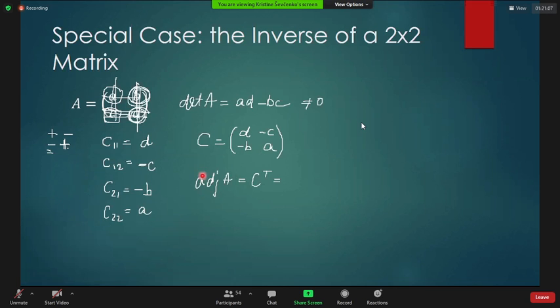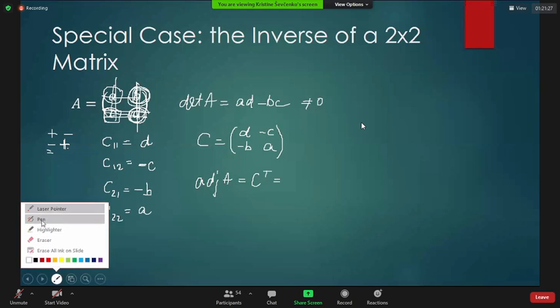Okay, there we go. So just remember that to find the transpose, we have to flip it across the main diagonal. We flip it across the main diagonal. So D and A remain, and minus C and minus B exchange places.